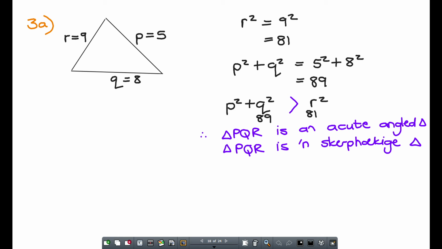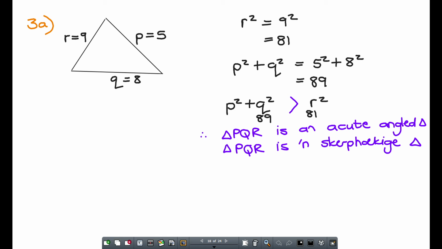Now, because there's no 90 degrees angle, you didn't have to say converse Pythagoras. Right. So she just asked, when do we know if it's an acute angled or an obtuse angled triangle?